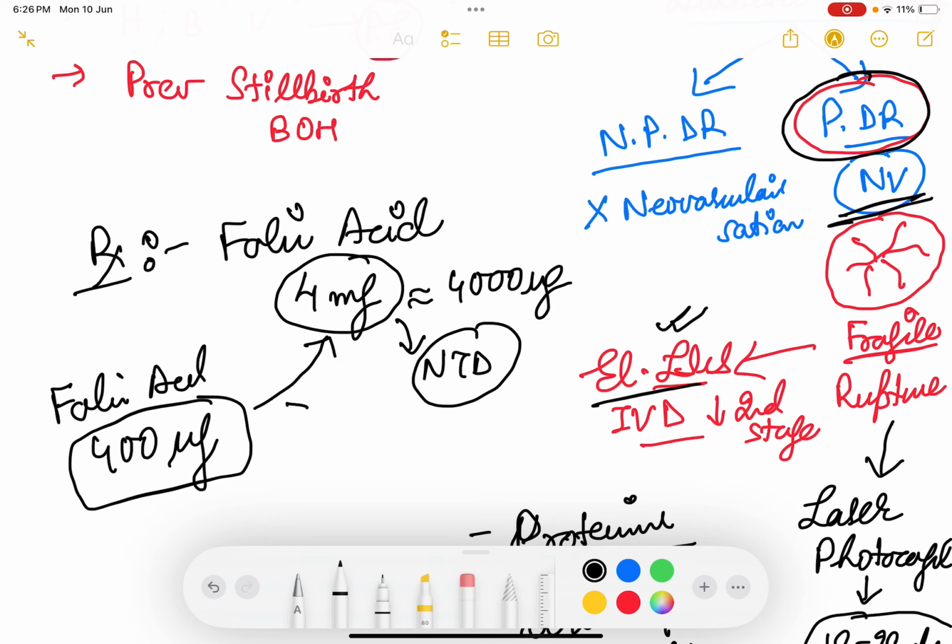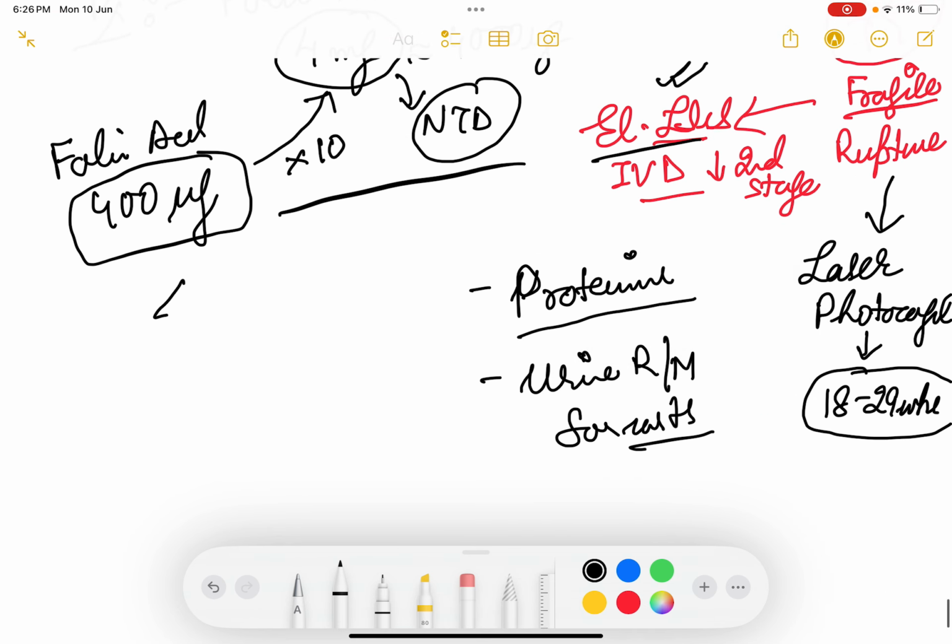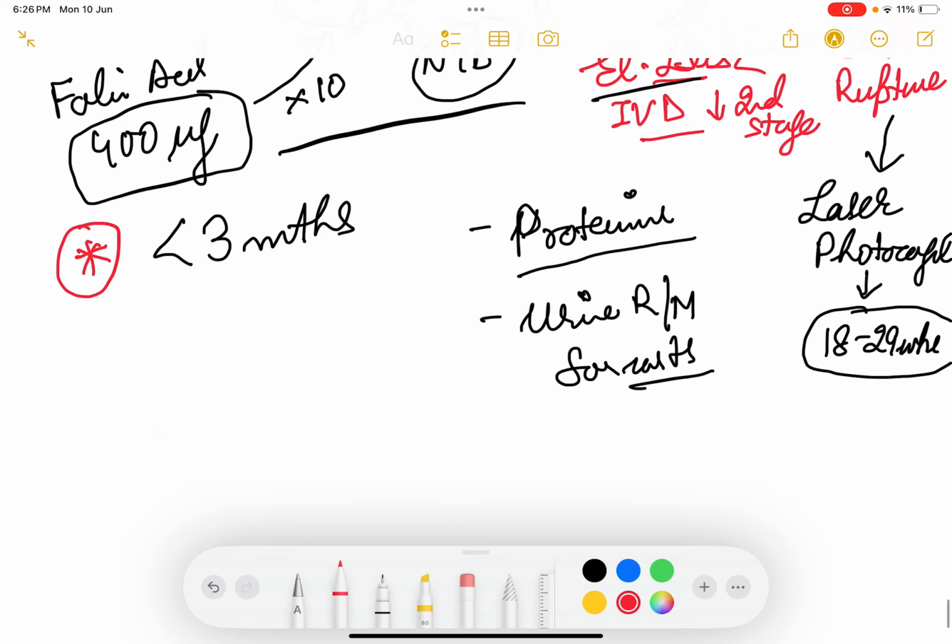So it is 10 times the normal dose we give in diabetic patients, because infants of diabetic mothers are more prone to develop neural tube defect. So always remember, they have to be given a very high dose, 10 times higher dose of folic acid. Better to start it 3 months prior to pregnancy. This has also been a question which has been asked in examination. When is the best time to start folic acid? 3 months prior to planning for pregnancy. So preconceptional counseling mein you have to start.